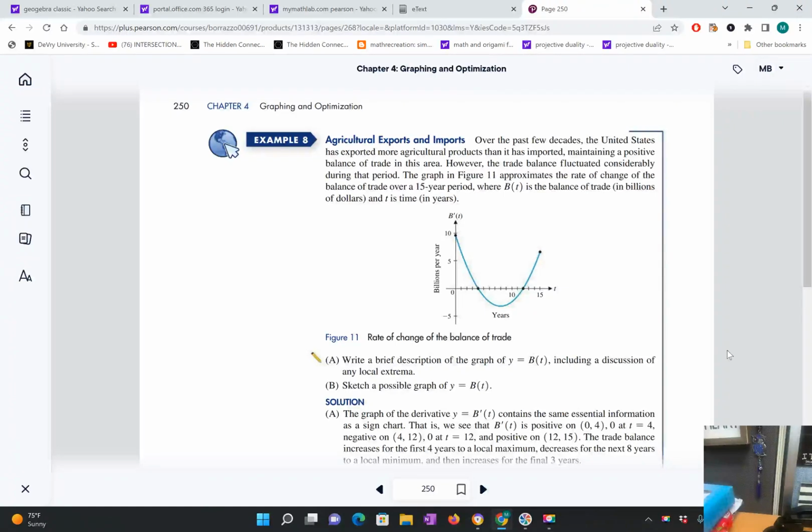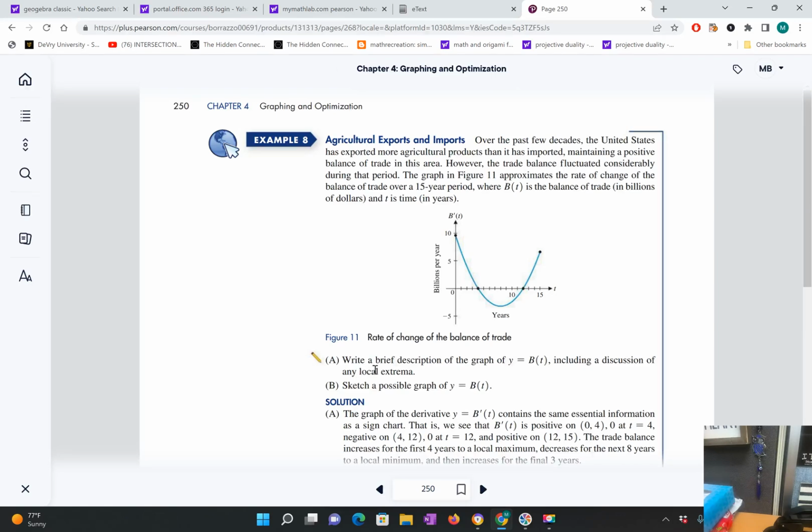And so in this example 8, you see agricultural exports and imports. Over the past few decades, the United States has exported more agricultural products than it has imported, maintaining a positive balance of trade in this area. However, the trade balance fluctuated considerably during that period. The graph below approximates the rate of change of balance of trade over a 50-year period, where B of T is the balance of trade in billions and T is the time in years.